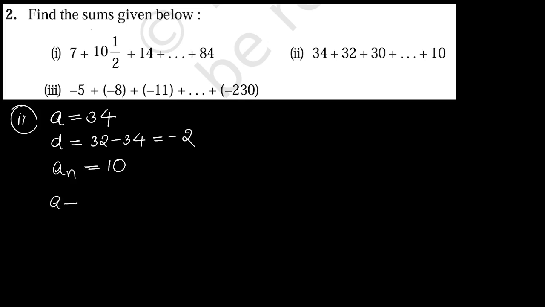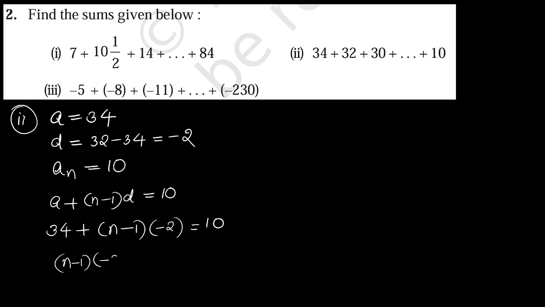a_n, what is the formula? a plus (n minus 1) into d, which is equal to 10. a is what? a is 34. 34 plus (n minus 1), n I don't know, into the common difference minus 2, equal to 10. All of you please listen. So (n minus 1) into minus 2 is equal to 10 minus 34, which is minus 24.